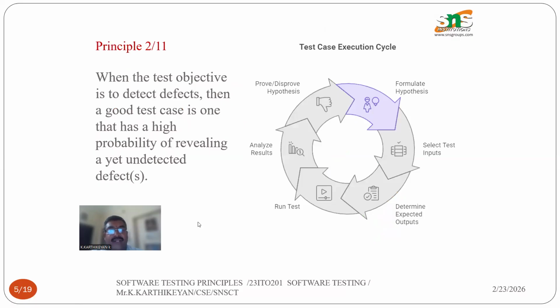Second principle, test case execution cycle. When the test objective is to detect defects, then a good test case is one that has a high probability of revealing undetected defects in the area. So first of all, formulate a hypothesis, select test inputs, determine the expected output, run the test, analyze the results, and prove or disprove the hypothesis in the area. This is one of the cases in your area.